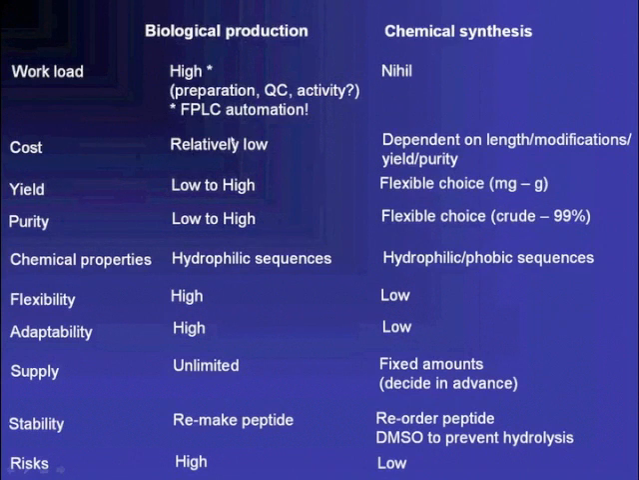The cost for biological production might be on the low side. For the chemical synthesis, this will obviously depend on the length, the modification, the yield, and the purity. I will have some comments about that. The yield and the purity are flexible choices with the chemical synthesis. When you want to end up with high amounts of very pure peptide, you will pay a lot. So here you could just tweak the purification until you get the desired purity. Also, some of your biological experiments might not need a high purity. If you have 70% purity, I think that might be enough to assess some binding activities.